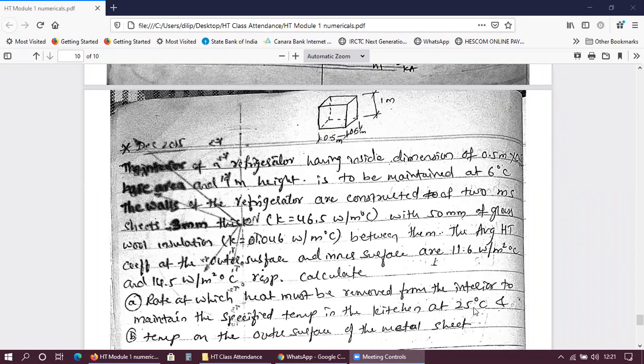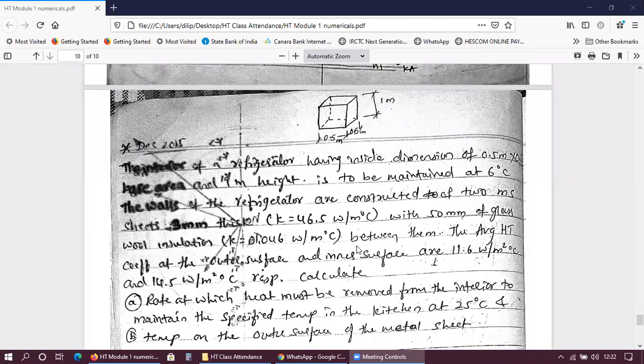The kitchen temperature, the temperature surrounding this refrigerator, is 25 degrees Celsius, and you also need to calculate the temperature on the outer surface of the metal sheet. As it has been mentioned, there are 2 MS sheets and 1 glass wool insulation sheet.